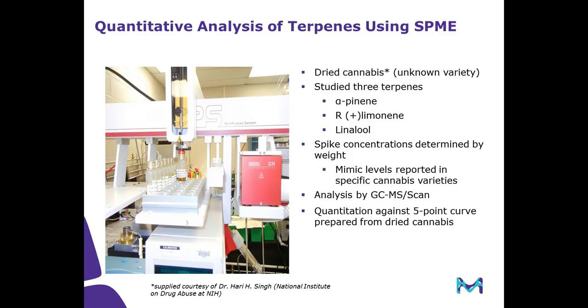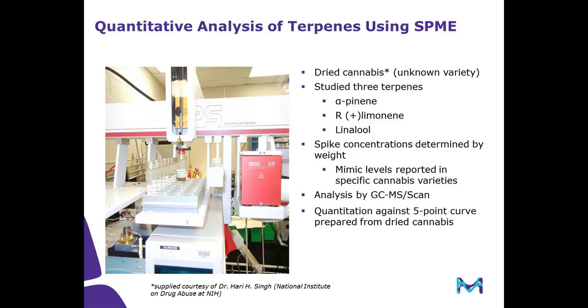Now, quantitation of terpenes using SPME. We also worked up a quantitative method, and this method had some different parameters than our qualitative method. We chose to look at 3 specific terpenes that are of interest, pinene, limonene, and linalool, and we studied them from the cannabis variety that we had in-house that we had obtained from NIDA.